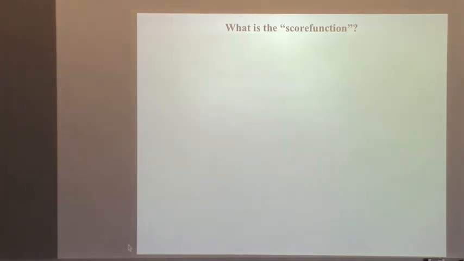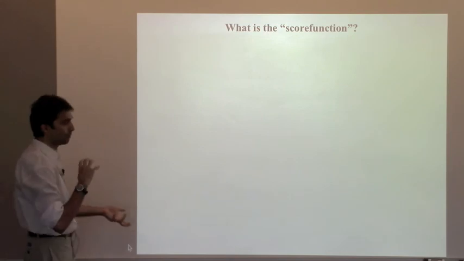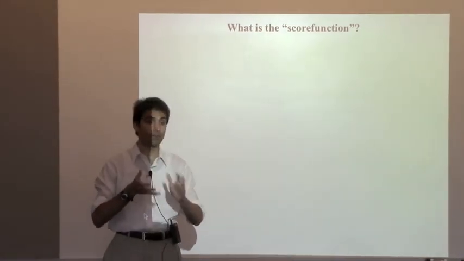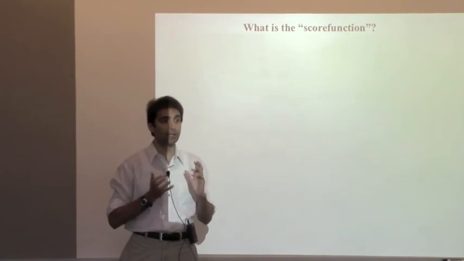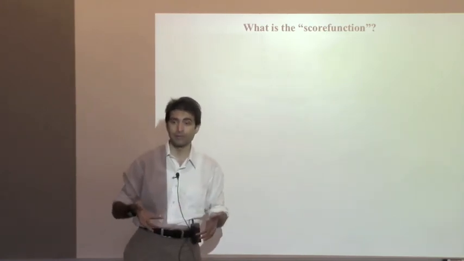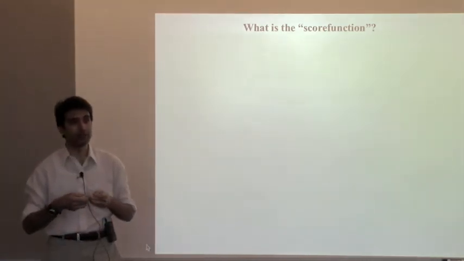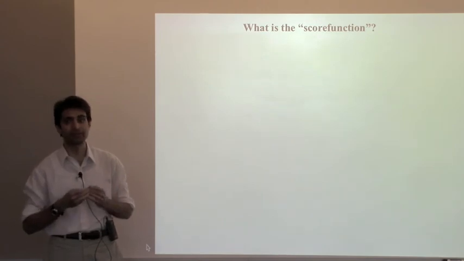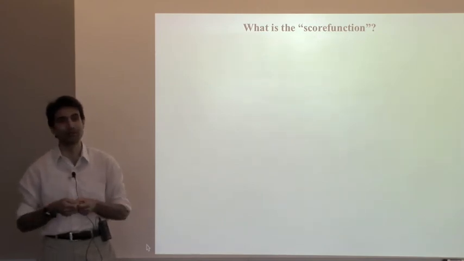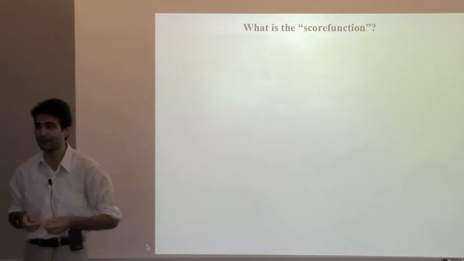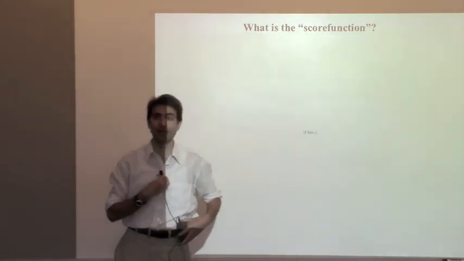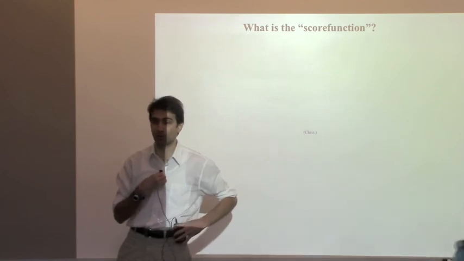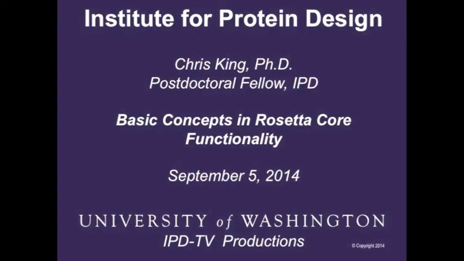So back to Rosetta. If we're going to put the protein in a given conformation and score how good or bad we think that conformation is, we need to have a good approximation of the actual physics. We need a good scoring function that to some degree corresponds to reality, or we hope corresponds to reality. And Chris is going to jump in here and tell us all about how Rosetta's scoring function works and what the terms are in it.